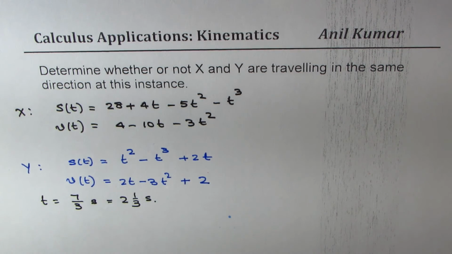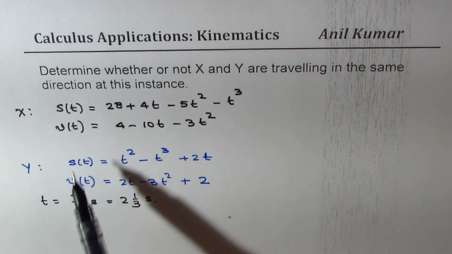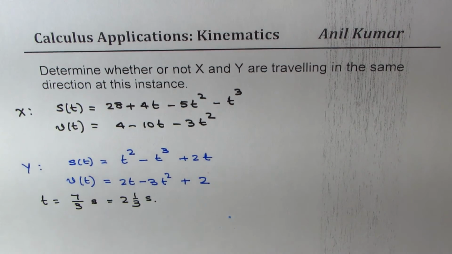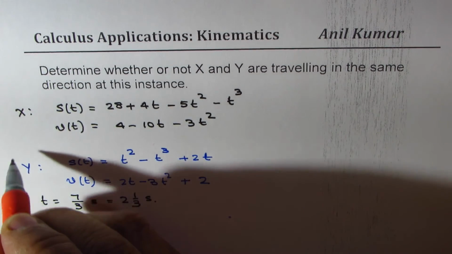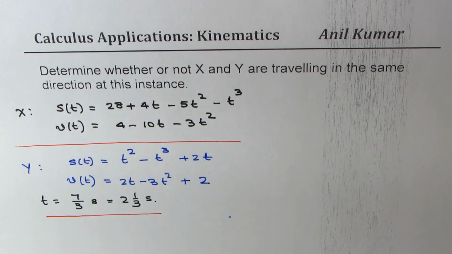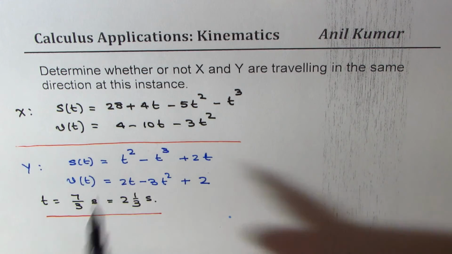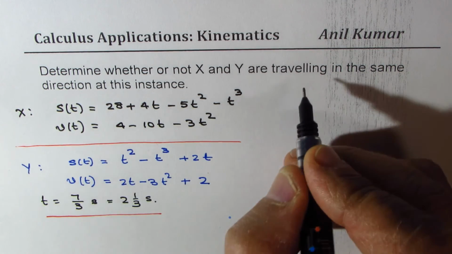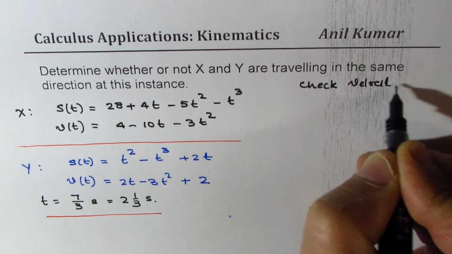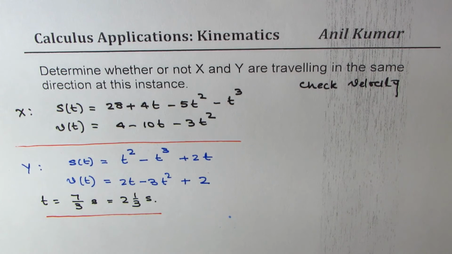Which equation are you going to use? Which equation will you use? So I've actually copied all these equations which we derived for displacement and velocity for particle x and y, right? So we have these two sets of equations. And we also have our time, right? So now how do you find whether they were traveling in the same direction or not? So the idea is direction is provided by velocity. So we'll check velocity.